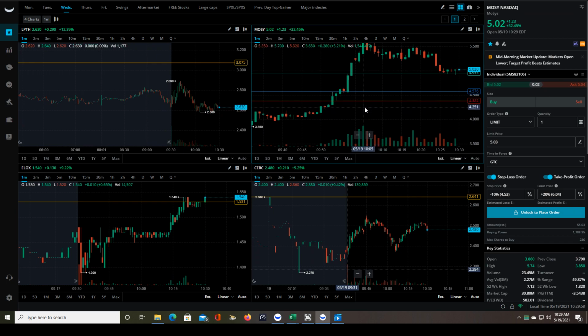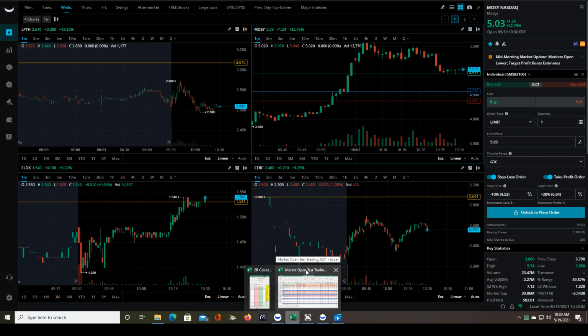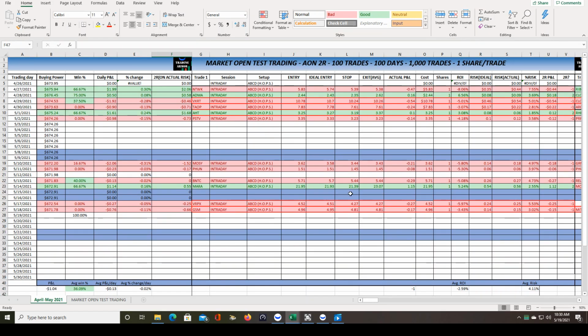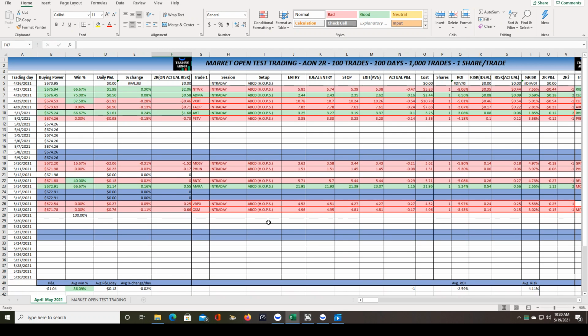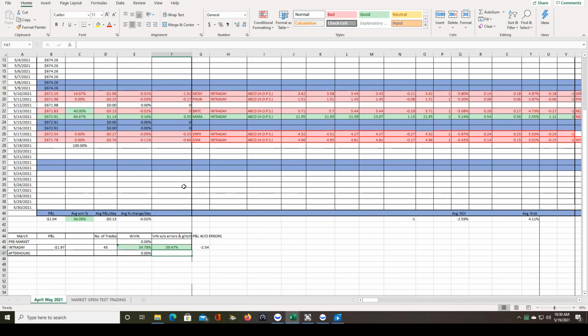So let me show you the old spreadsheet of the 100 trades that I was going to take, and I only ended up taking about 45, and I'll explain why I stopped that. So this is the old spreadsheet. I actually threw a 100% in there for today just to see how it would affect the numbers if I would have taken that Mosy trade based on my old criteria.